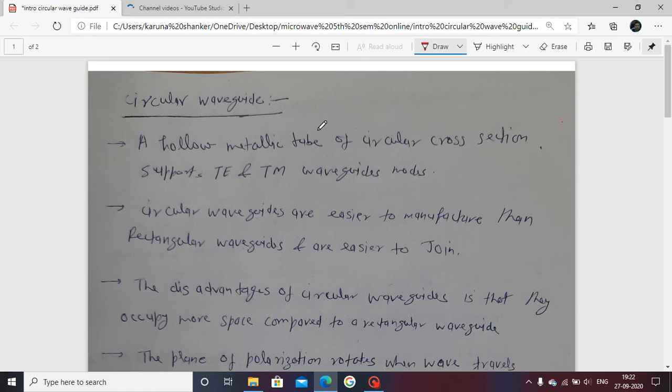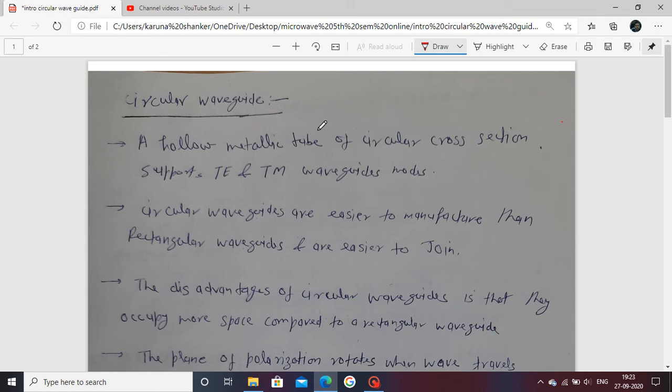The properties of the rectangular waveguide are that it supports TE and TM waves and does not support the TEM wave. That means transverse electric and transverse magnetic waves are supported by waveguides such as the rectangular waveguide and also the circular waveguide. Which mode is not supported? The transverse electromagnetic wave, the TEM wave, is not supported by a waveguide. Whatever we studied for the rectangular waveguide, in a similar fashion we see here for the circular waveguide.